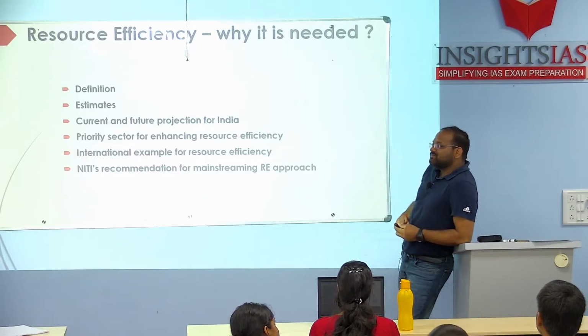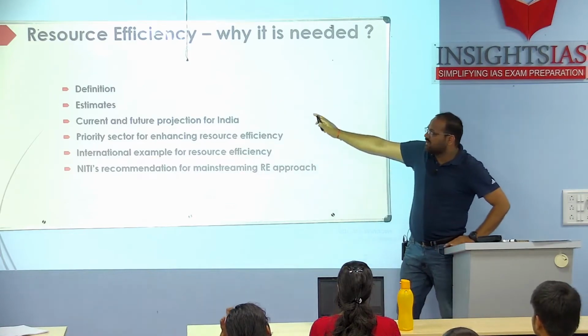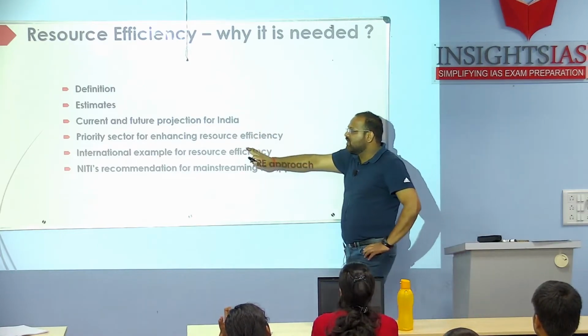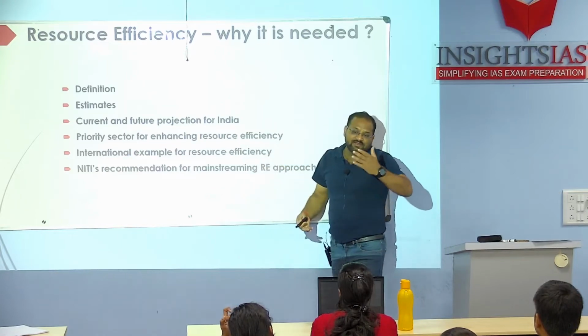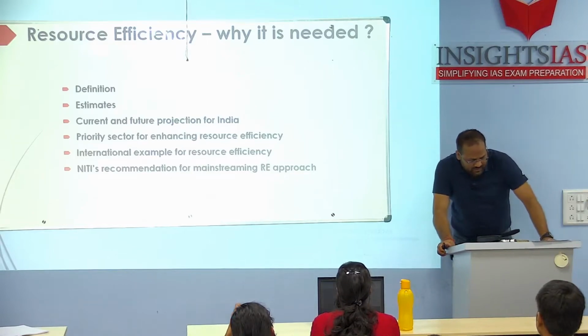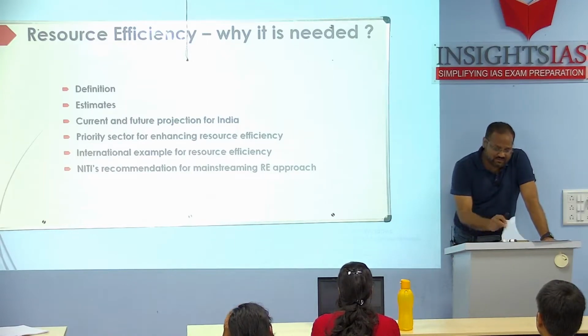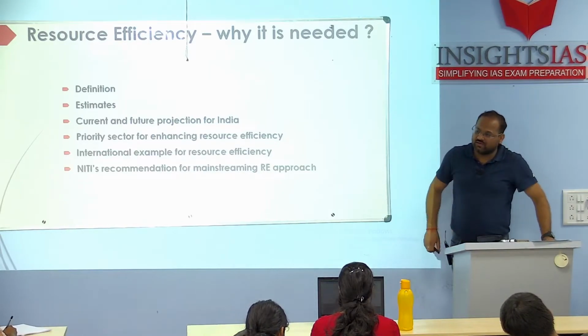Priority sector. We saw the status and projection in India. Now we will see what the priority sector for enhancing should be within India. They are saying that priority sectors within India can be, first e-waste, second waste management, third plastic waste, and certain focus areas Niti Aayog has suggested.